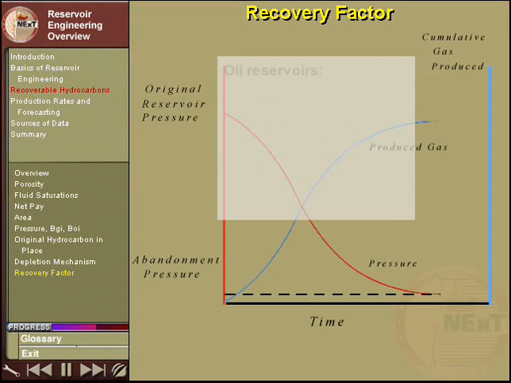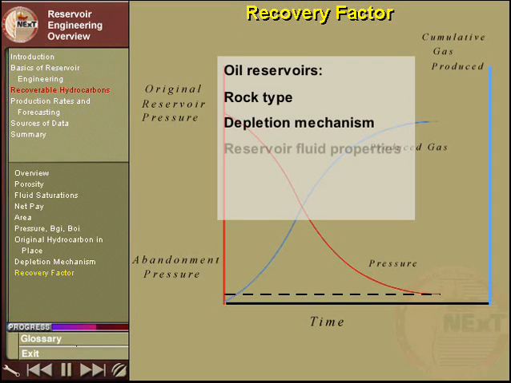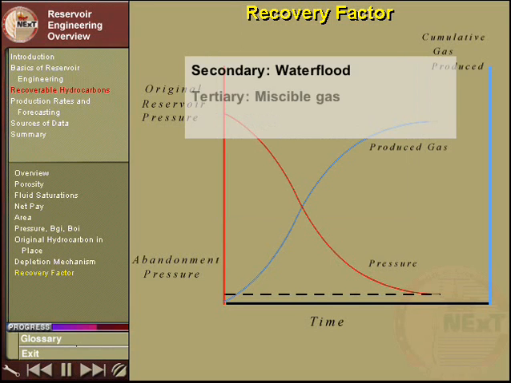Recovery factors for gas reservoirs can be as high as 90% of the original gas in place in pressure depletion gas reservoirs. Recovery factors in oil reservoirs vary based on the rock type, depletion mechanism, and the properties of the reservoir fluids. Values can range between 10% in some primary depletion reservoirs to over 30%. It is important to point out that these recovery factors are based on primary recovery. Secondary recovery and tertiary recovery techniques can increase recovery by displacing oil left in the reservoir.